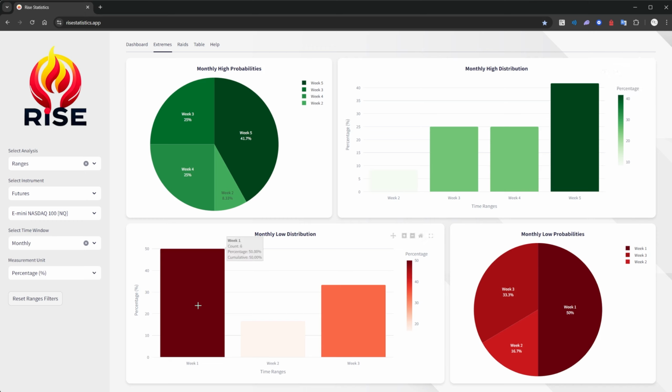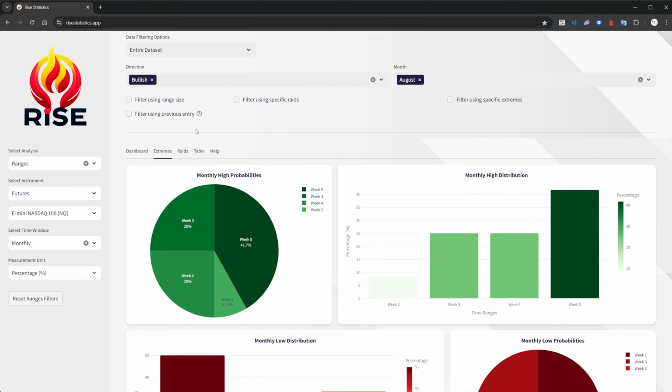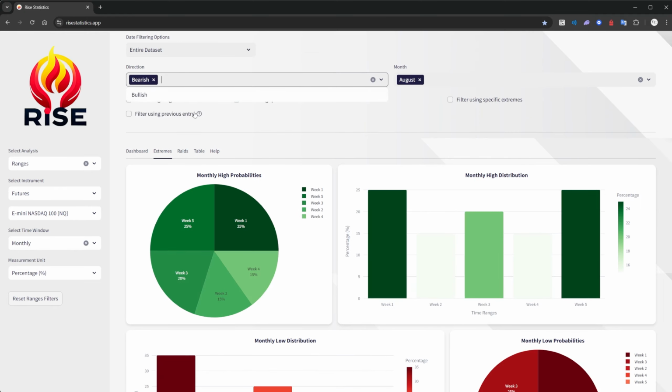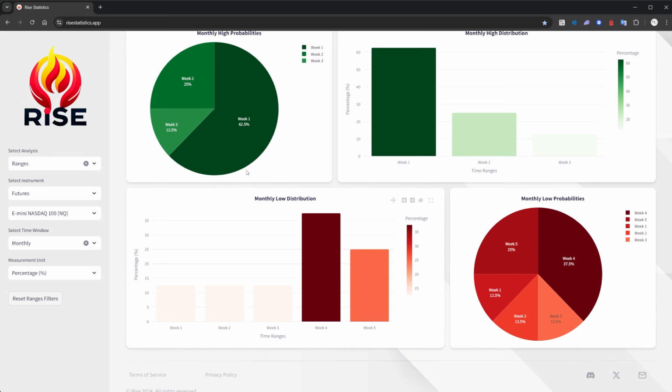So for a bullish month, pretty straightforward. 50% of the time we'll form the extreme early. If not, it's going to go all the way up to week 3, and we're going to trend until week 5. Okay, but what about bearish now? Let's look at our bearish months. Well, same thing, but vice versa.